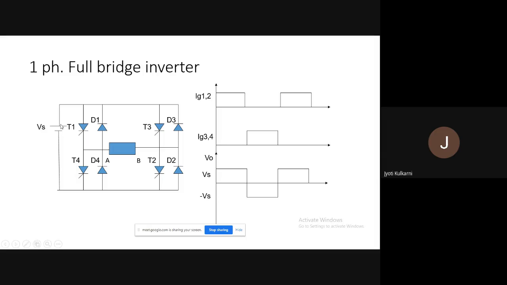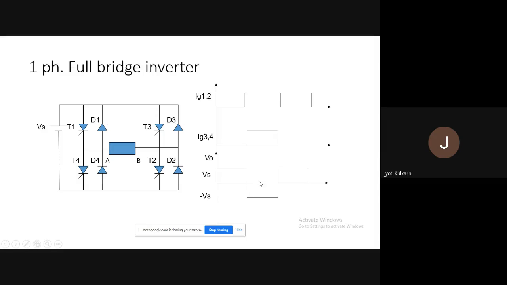Okay, once again I will show. The current is flowing from the Vs positive plate, it is going to T3, from T3 it is going to B, from B to A to T4, and from T4 back to Vs. So current is flowing from B to A. So now the polarity here, B is positive and A is negative. So current is reversed in the load.